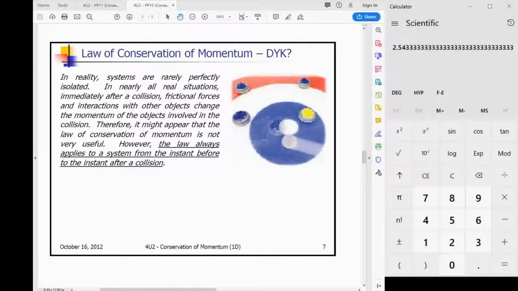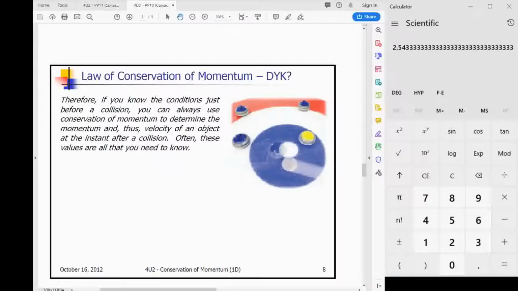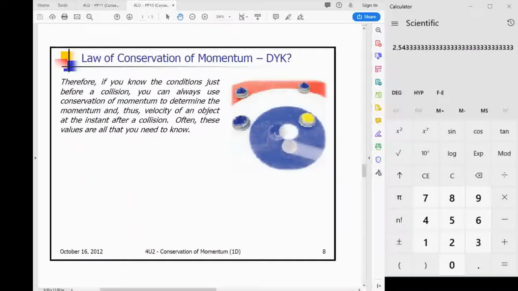collision. But one thing that's important to note is that if we look at this in that very small time that the collision's happening, that delta t, and we look at the velocity before at the start of that delta t and the velocity after at the end of that delta t, the law of conservation of momentum is consistent during that time because friction has not yet acted on either object. So if you know the conditions just before a collision, you can always use the conservation of momentum to determine the momentum and thus the velocity of an object at the instant after a collision. So sometimes those are the only values you need to know to solve a problem.